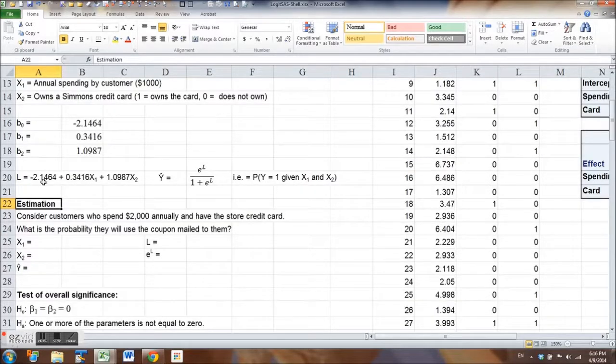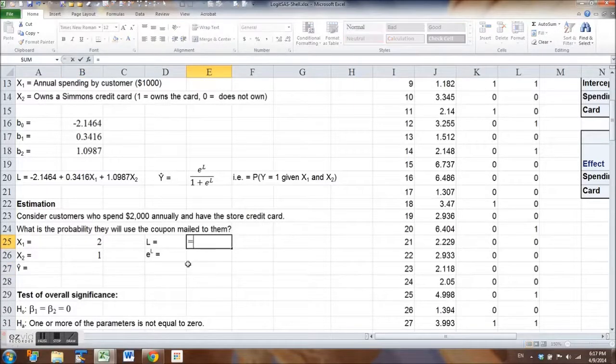We can find a point estimate for that y hat. So how would we do that? So we have a question here. Consider a customer who spends $2,000 annually. So that $2,000, since x sub 1 is in thousands, the value for x sub 1 will be 2, and does have a credit card. So x sub 2 will be equal to 1. Then we can find L by using these coefficients: b sub 0 plus b sub 1 times x sub 1 plus b sub 2 times x sub 2.